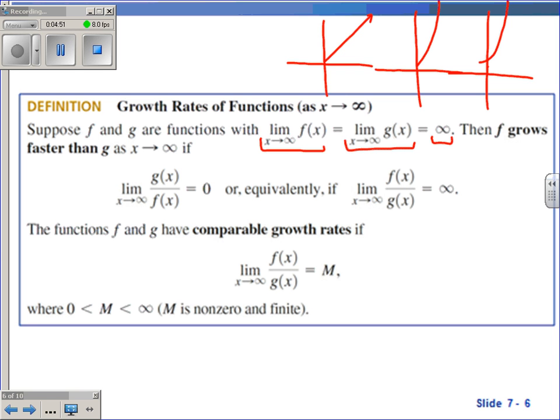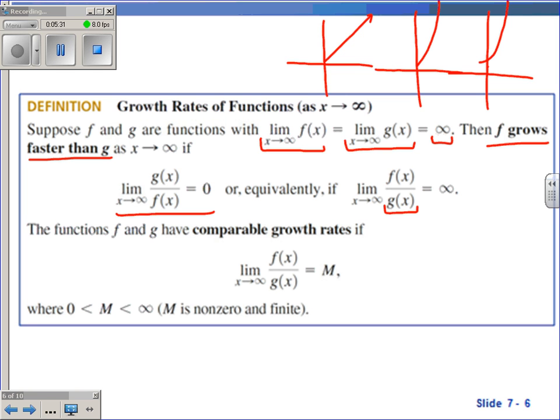Now, what it means to say that f grows faster than g is that as x goes to infinity, the limit of g over f is 0. See, f is growing faster. So if f is on the bottom and it's growing faster, then g is smaller than f. So if the limit of g over f is 0, then we say that f is growing faster than g, or g is growing slower than f. We can also look at it this way: if f is the faster growing and it's in the numerator, then you would assume that this fraction would be going toward infinity.